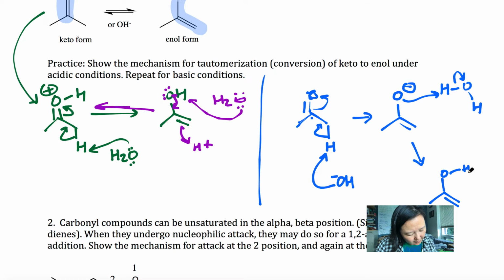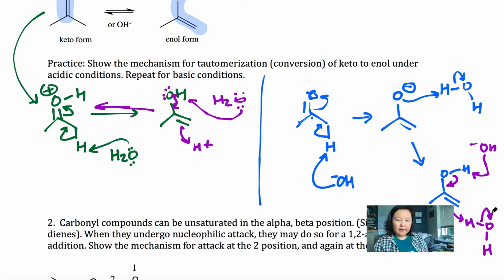And to go backwards, I can use a base. Again, I can just sort of try to show the reverse occurring. And then maybe this needs to grab some kind of proton source. All right, so these are the reactions that explain how we go from keto to enol and back and forth.